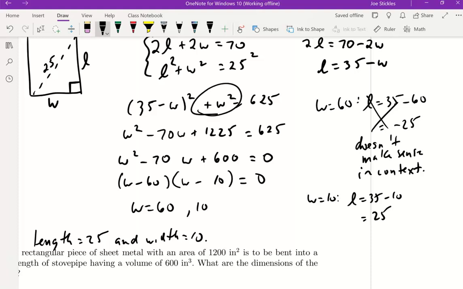I forgot to add the w squared on there. The w squared minus 70w plus 1225 is multiplying out that piece right there. I forgot to add the w squared on. Thank you. That would have bugged me until I looked at it later. So there still should be a plus w squared here on the end. That should be on here, which changes that to a 2.